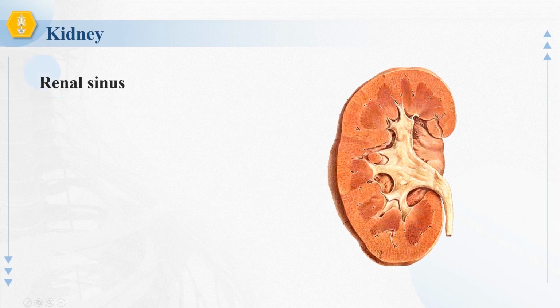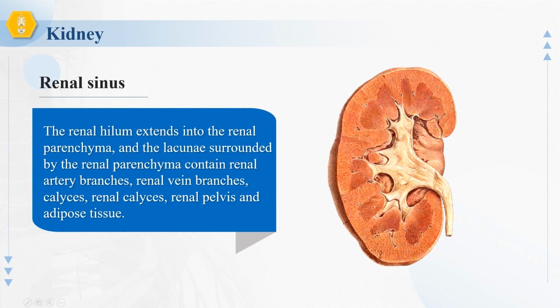Next, renal sinus. The renal hilum extends into the renal parenchyma, and the lacunae surrounded by the renal parenchyma contain renal artery branches, renal vein branches, calyces, renal pelvis, and adipose tissue.